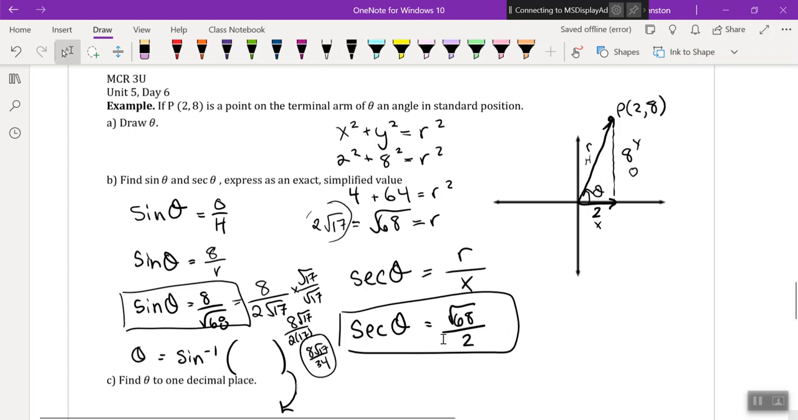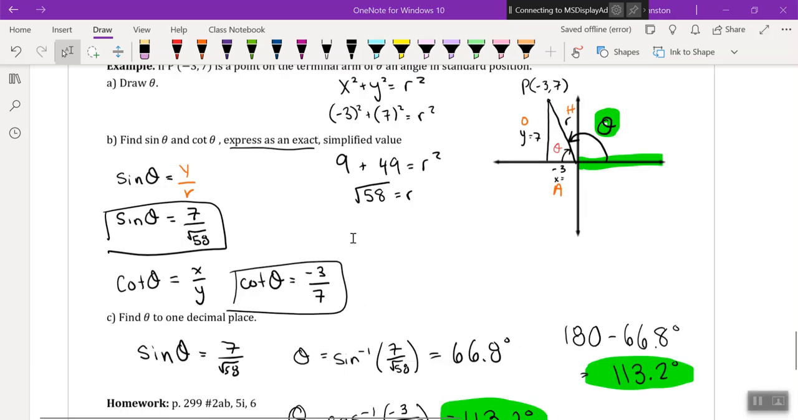Okay, same for secant. Do the exact same thing, but here you don't have to rationalize it. You do have to reduce it to root 17, but you don't have to rationalize it. So this would be 2 root 17 divided by 2, and then the 2's cancel out to give us a square root of 17.